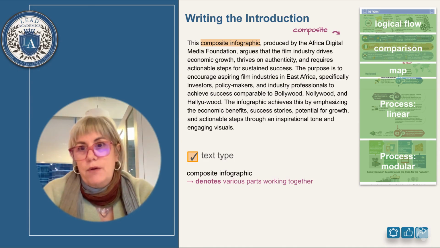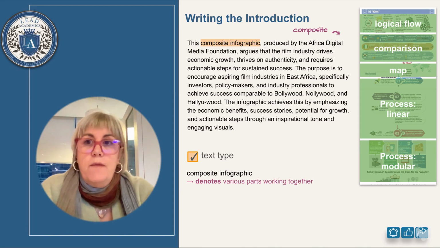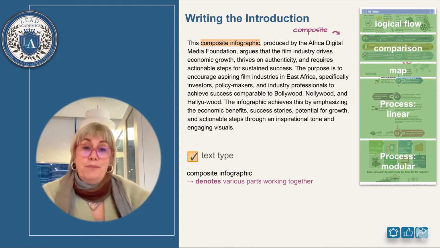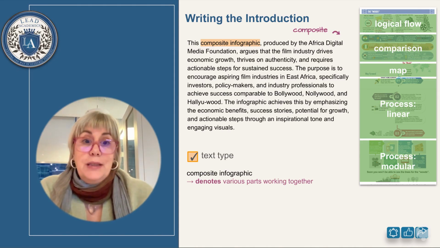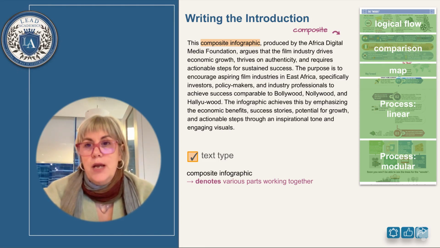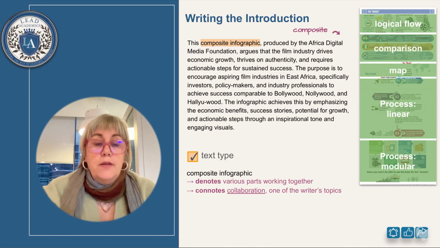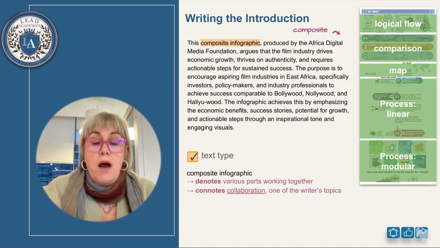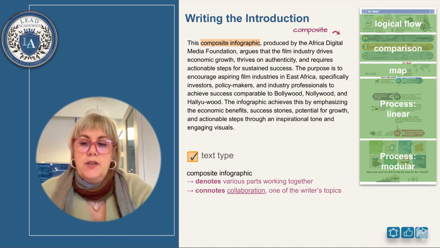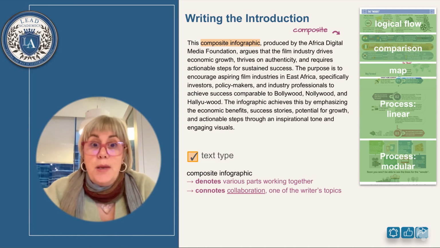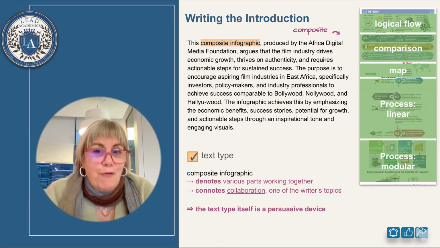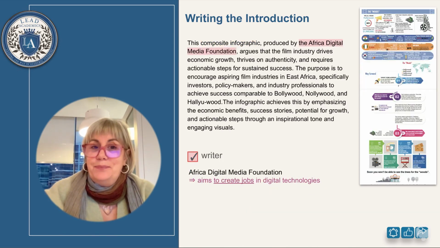Taking a look at that infographic on the right-hand side, it's made up of a logical flow infographic, followed by a comparison infographic, followed by a map, and two types of processes, the first linear and the second modular. Each of these conveys a different meaning. Together, they connote a collaboration, and this happens to be one of the writer's topics. So mention that adjective. Don't forget that the text type itself is a persuasive device.